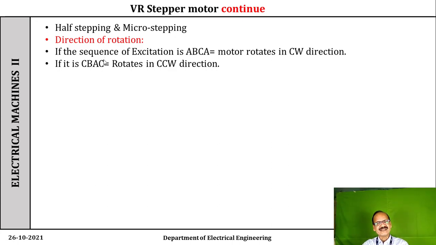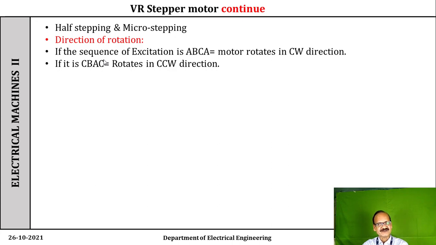Let us excite the windings A and B simultaneously. Now when windings A and B are excited simultaneously, the current flowing through them will be equal, and they will exert torque in such a way that the rotor will become standstill midway between the full steps.